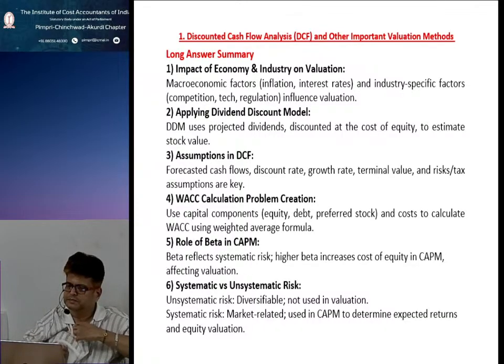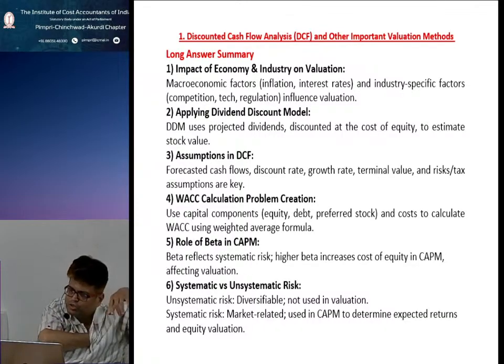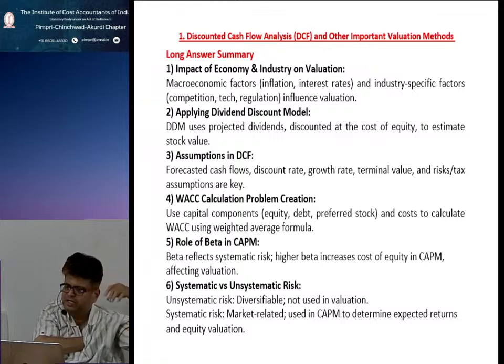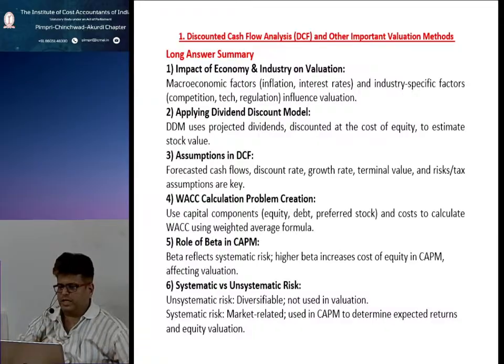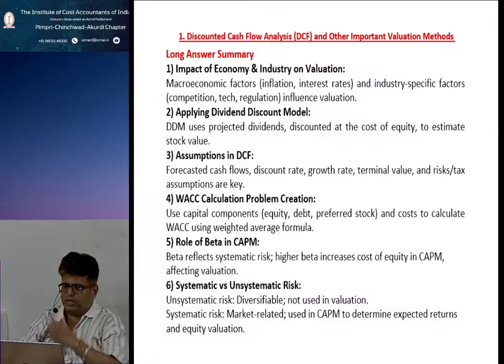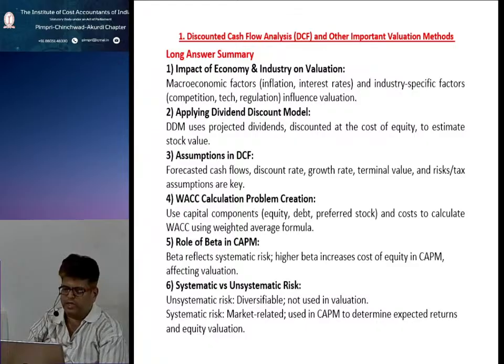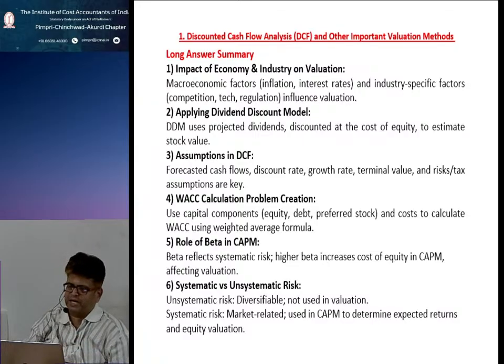And secondly, question three talks about the assumptions in DCF, that is the discounted cash flow. The assumptions discussed in question number 3 about DCF are the forecasted cash flows, discount rate, growth rate, terminal value, and the risks or tax assumptions are key. Then the WACC calculation problem is mentioned in long question and answer 4, where it uses capital components, especially equity, debt, preferred stock, and cost to calculate WACC using the weighted average formula.